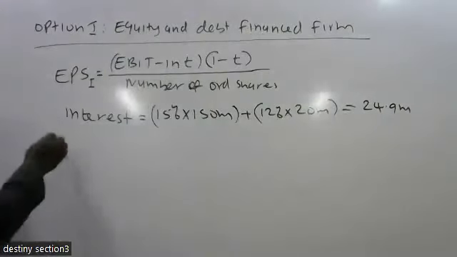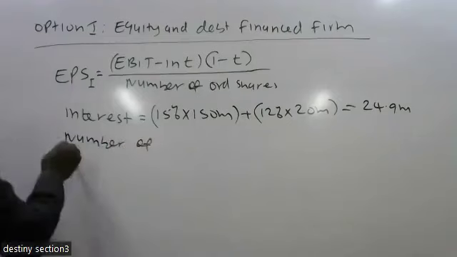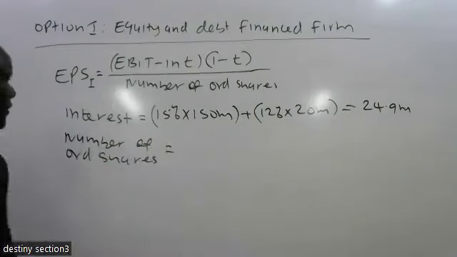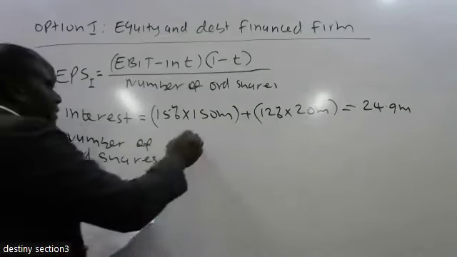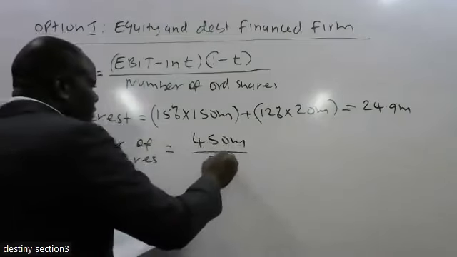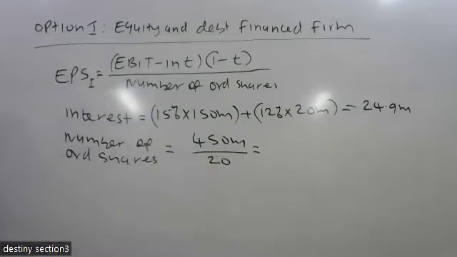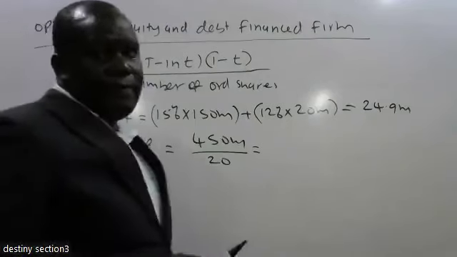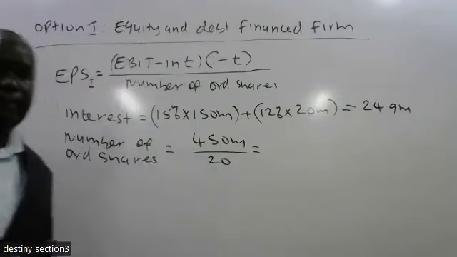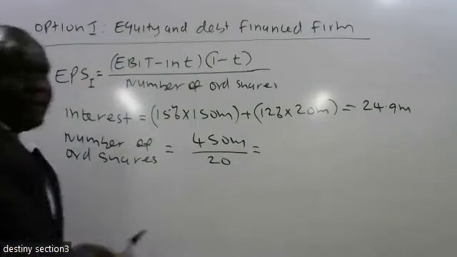Then there is also the number of the ordinary shares. For the number of ordinary shares, we just go to the current capital structure. There is 450 million in the ordinary shares at 20 per share par value. So you simply take 450 million divided by 20, which will give you the total number of ordinary shares under that particular option. That should give us 22.5 million.